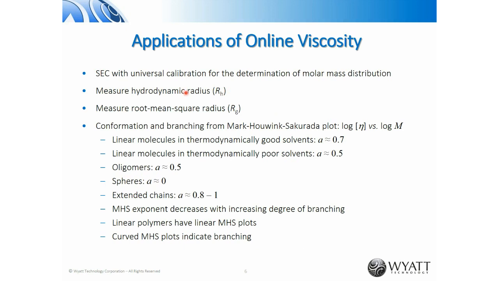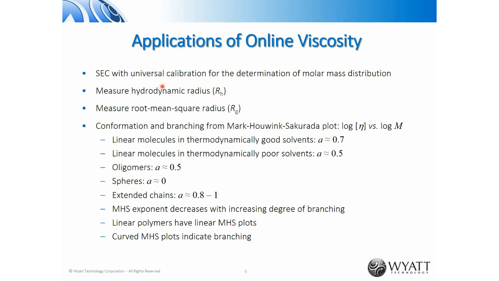Okay, now there's many applications for online viscometry. One of the earliest ones was to try to determine molar mass distributions by using a process known as universal calibration. This requires that you know a lot about your sample ahead of time, in particular the Mark-Houwink coefficients, which we'll talk about in a second. And it's really gone out of favor because if there are interactions on the column or some sample that's degraded, then what comes out of the column isn't necessarily representative of what went into the column.